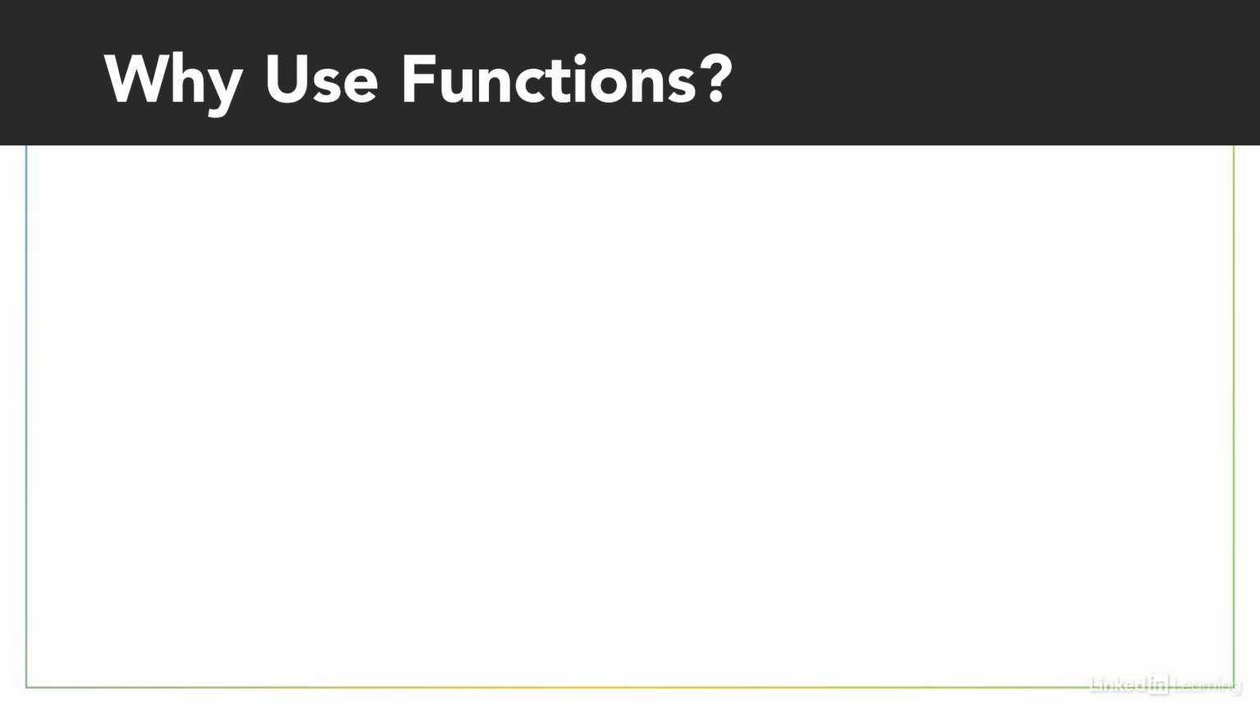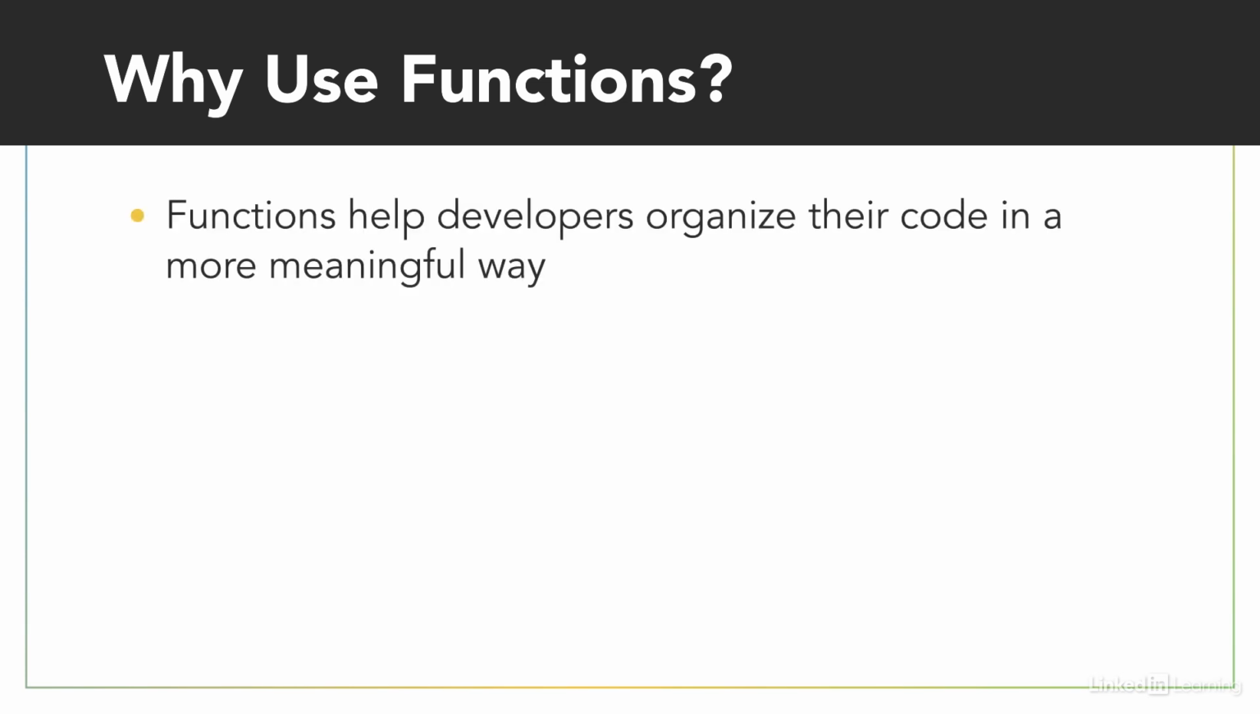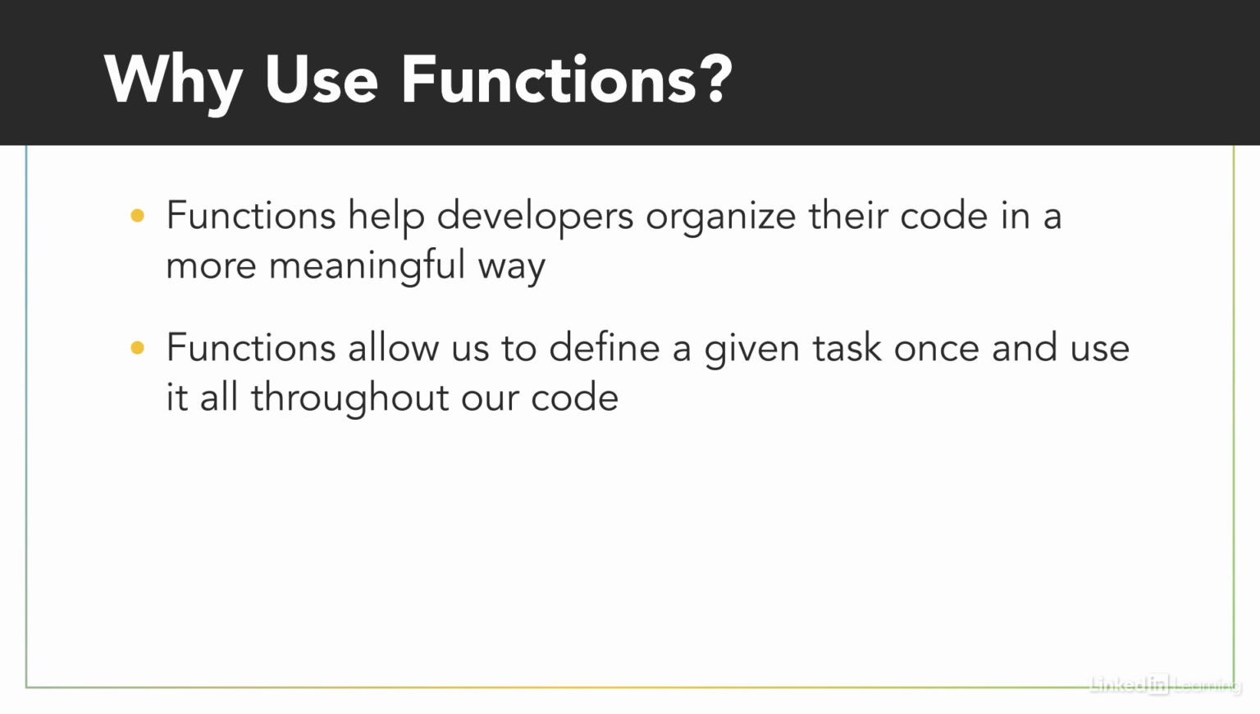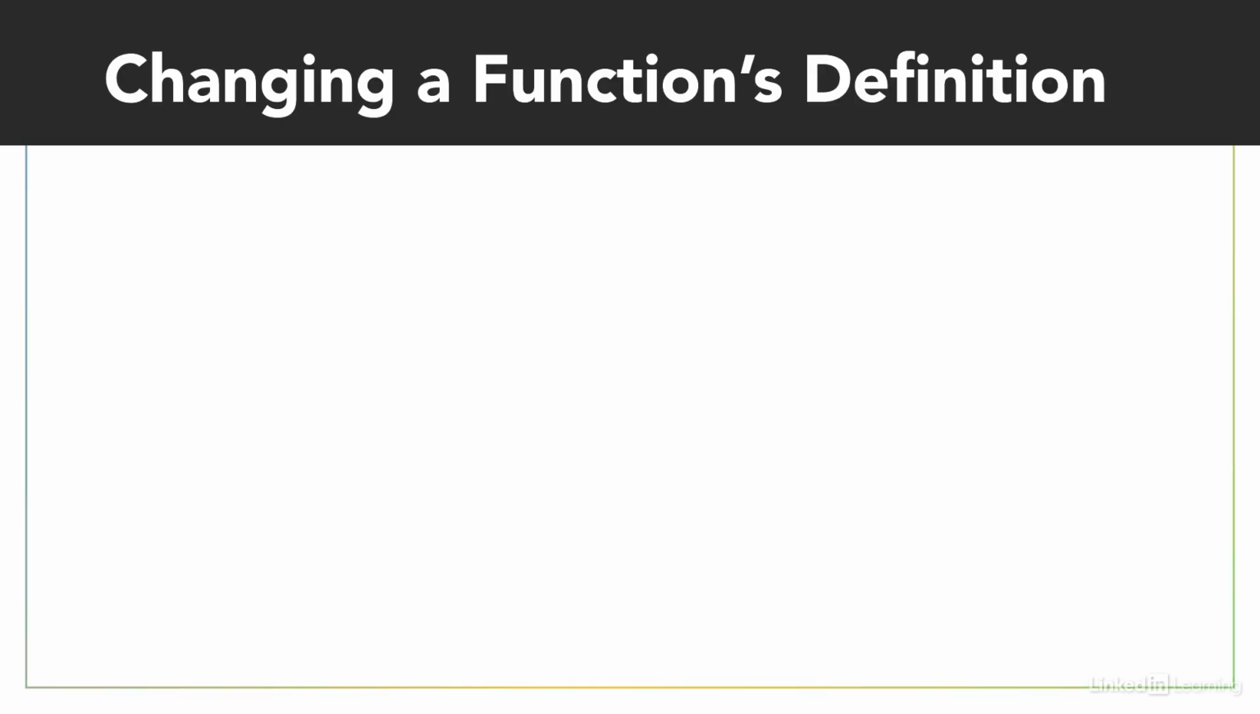So why use functions? Functions help developers organize their code in a meaningful way. Organizing a series of steps under a label helps us keep track of certain tasks we might want to accomplish in our program. It also helps us define a single task once so that it can be used all throughout our program. For example, once we know how to make a PB&J once, we can just use the task name to make one.